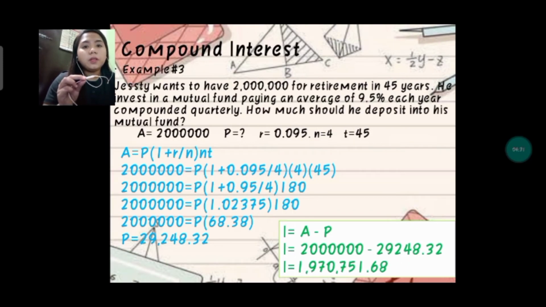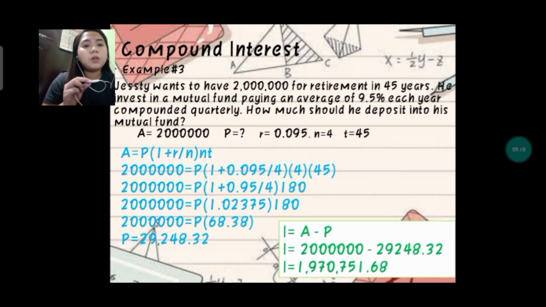Example number 3: Justy wants to have 2 million for retirement in 45 years. He invests in a mutual fund paying an average of 9.5% each year compounded quarterly. How much should he deposit into his mutual fund? So the accrued amount here is 2 million, and the principal amount is the unknown. R is equal to 0.095, because 9.5% divided by 100 gives 0.095. Then N here is 4, because it is compounded quarterly.